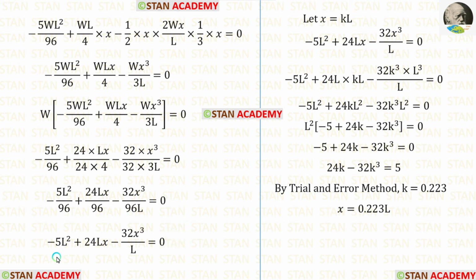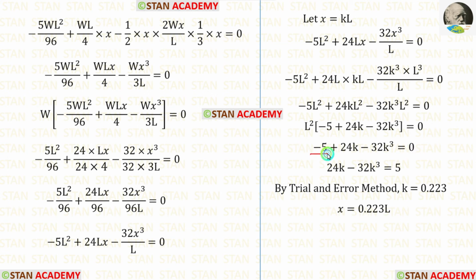Then we have to solve this equation. It is very difficult to solve this equation. So let us apply x is KL. In this equation, instead of x, we have to apply KL. We can eliminate this L and here it will be square. Now L square is common. Let us take it outside and bring it on the right side. 0 by L square, we will get 0.